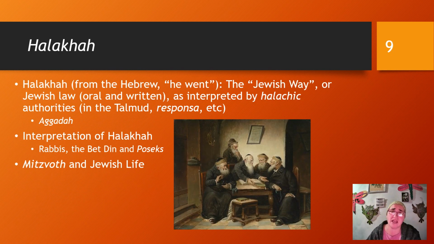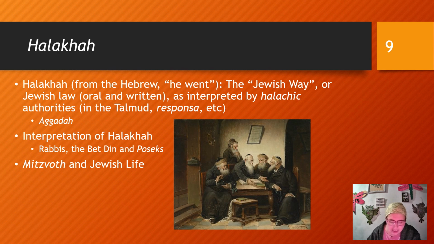So halakha means a way of going, or it comes from the Hebrew, he went. So the Jewish way, you can think of halakha as the Jewish way of doing things. As one rabbi put it, there's a Jewish way to tie shoes. So Jewish way, or Jewish law, the oral and the written law, that can be interpreted, must be interpreted by halakhic authorities. So rabbis that we see in the Talmud, rabbis and poseks. Poseks are people who answer religious questions in responsa literature, which are letters largely answering religious questions.